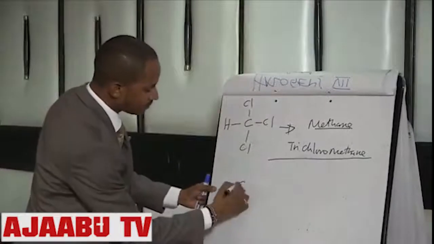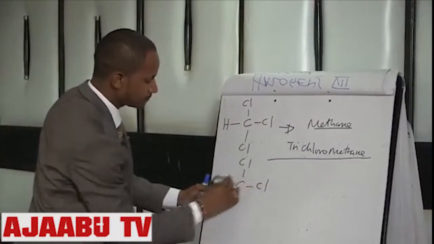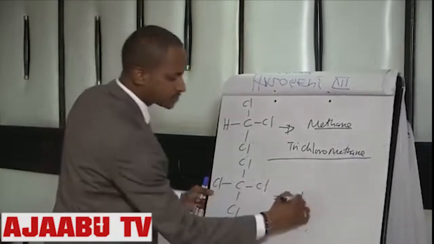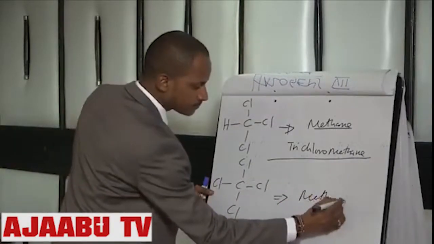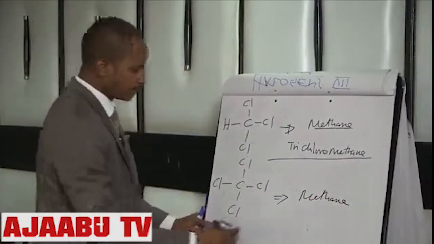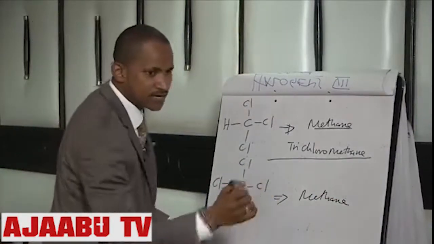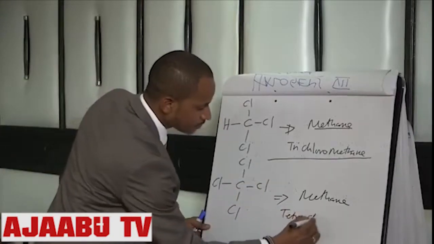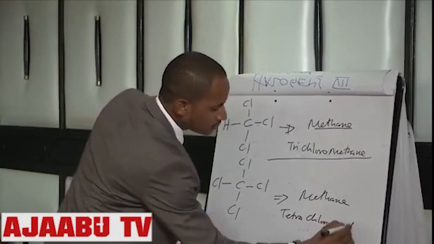Now, the last example we have. The longest continuous chain is methane. And then from here, we have 4 chlorines, which makes it tetra, not quadra. Tetrachloromethane.